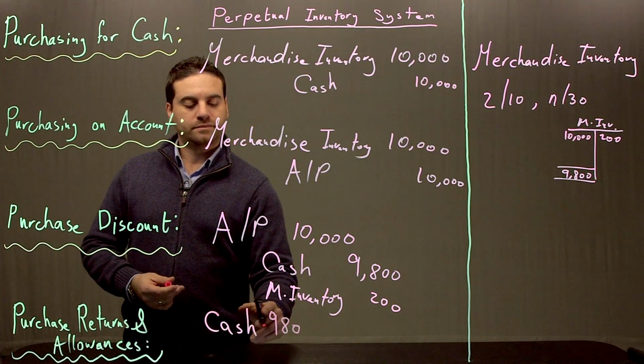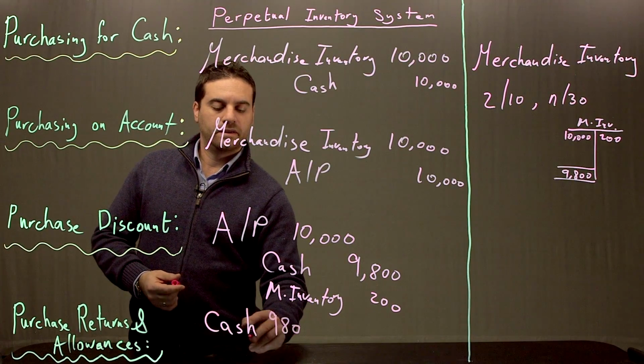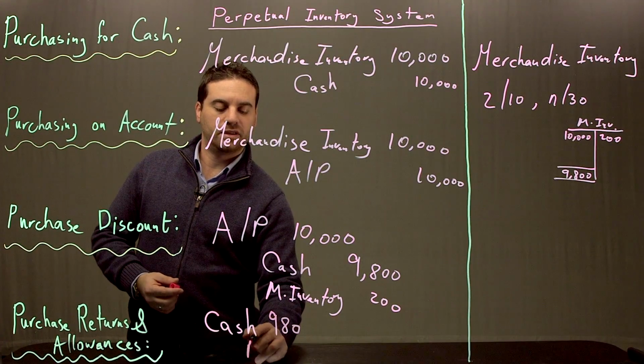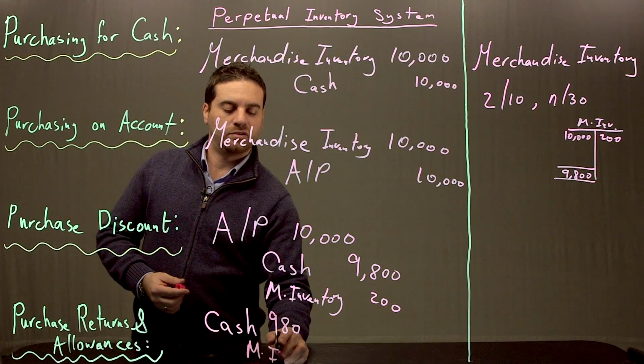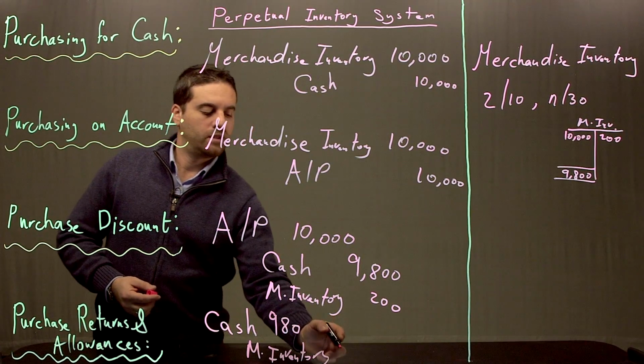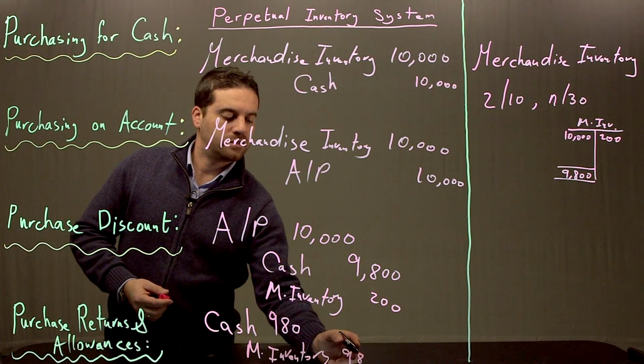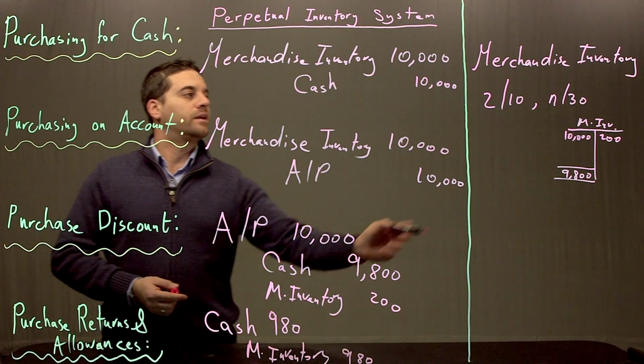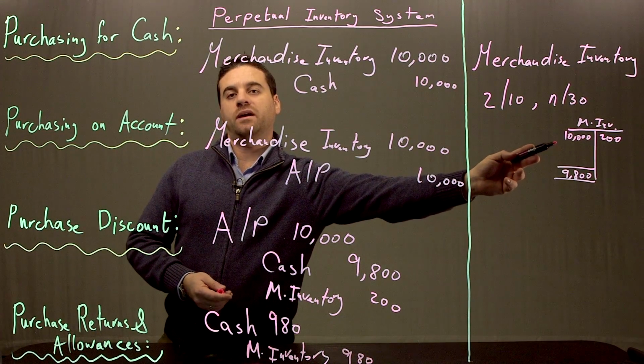And then your credit will be merchandise inventory for $980 as well. So my merchandise inventory will decrease by 980.